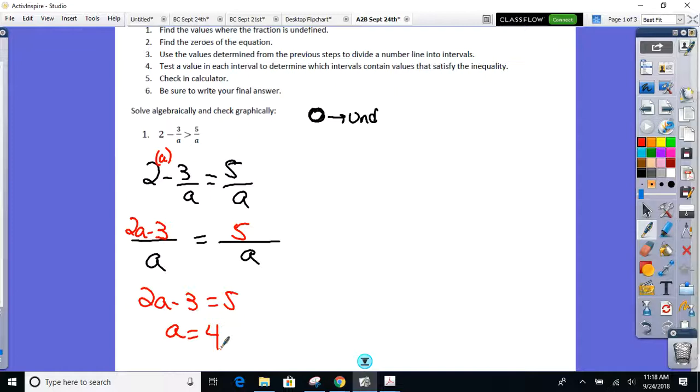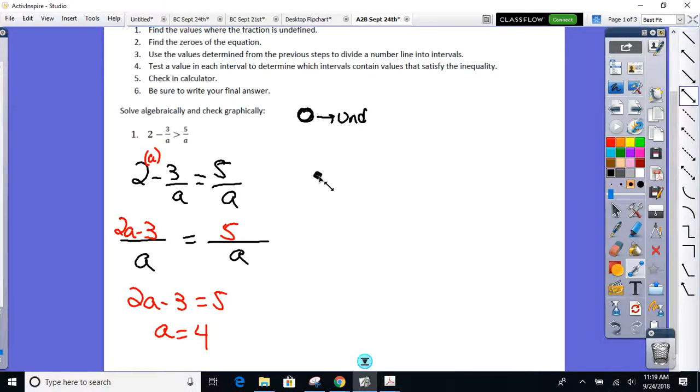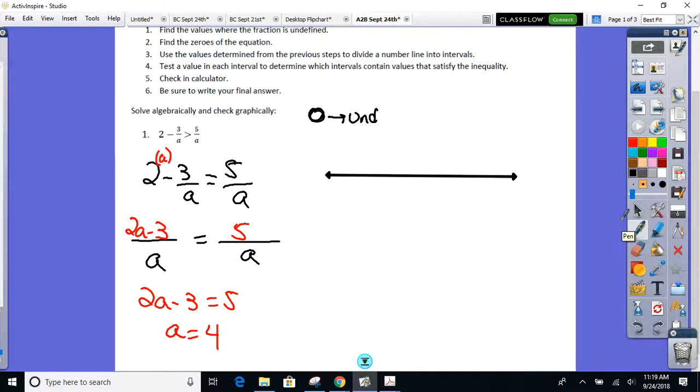The undefined values and the answers are called our critical values. What are we going to do with those critical values? Everybody remember your old number line back in the day? We're going to place them on a makeshift number line. What was our first critical value? 0. And what was our other critical value? 4. So we divided it into a number line.